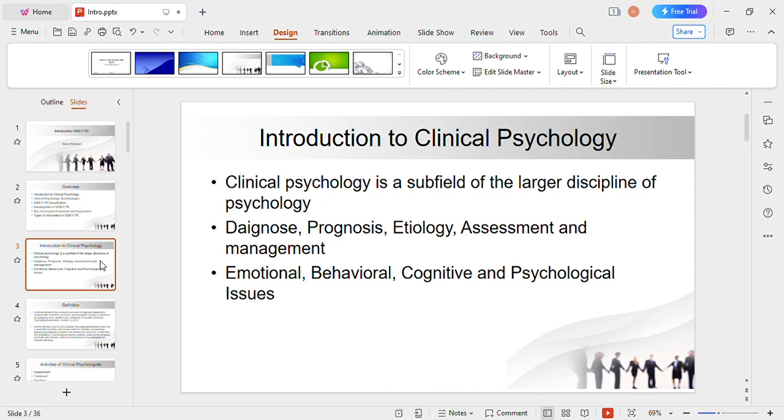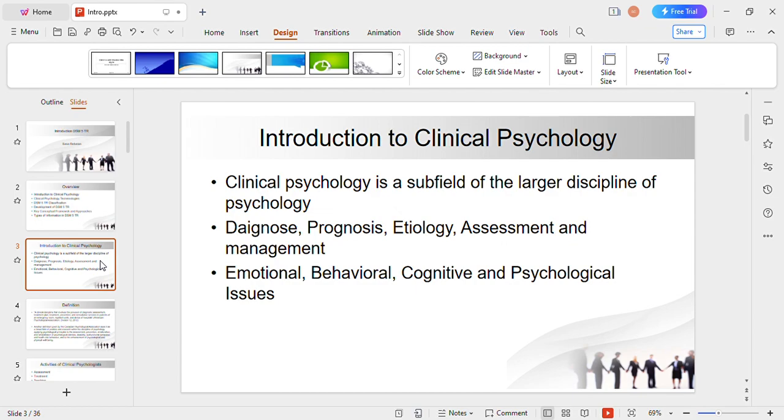So all types of diagnosis, prognosis, etiology, management, and assessment plans can be made based on what type of disease the person is suffering from. For example, if he is suffering from emotional problems, behavioral problems, cognitive and psychological issues, all types of disorders can be assessed and even treated using multiple assessment and management modalities. So the entire course of clinical psychology is not an easy job because high skills are required in each step.